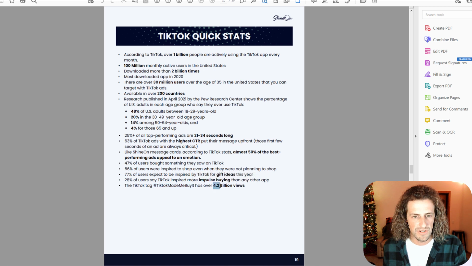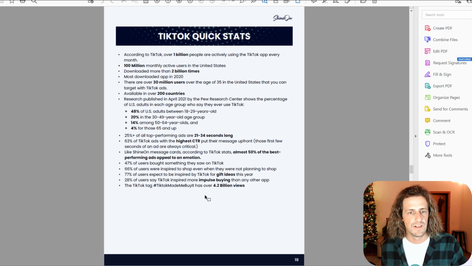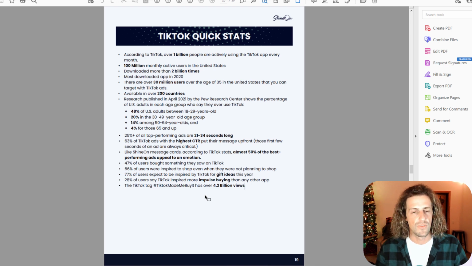And the TikTok tag, TikTok made me buy it, has over 4.2 billion views. That was something that developed organically on TikTok itself, and a lot of advertisers can sort of make use of that hashtag and help attract more buyers through that as well.